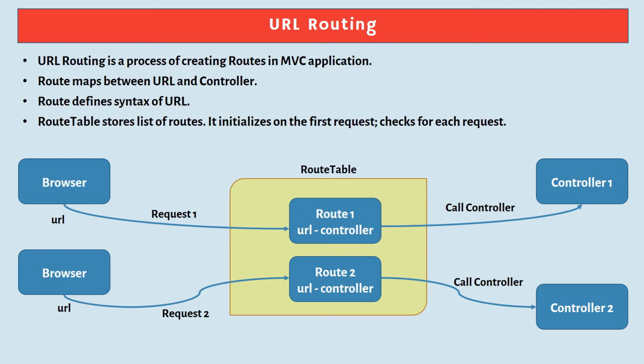The set of routes will be stored inside the route table. The route table will be initialized on the first request, and for each subsequent request, the system will check whether the actual URL of the browser is matching with any one of these routes or not. If the URLs are matching, then only it will go to the relevant controller with the relevant action method. If none of the routes match, then it will send an HTTP 404 error as response.